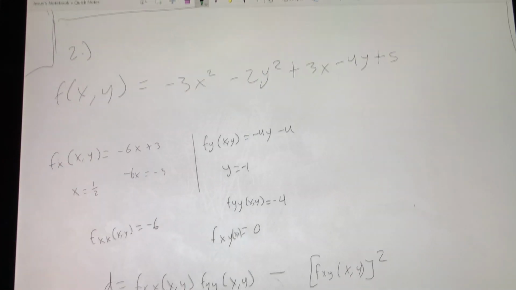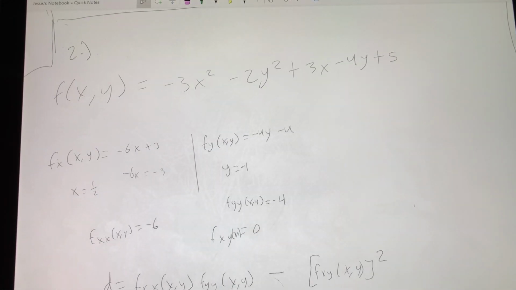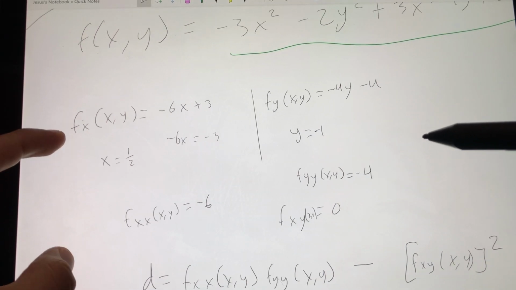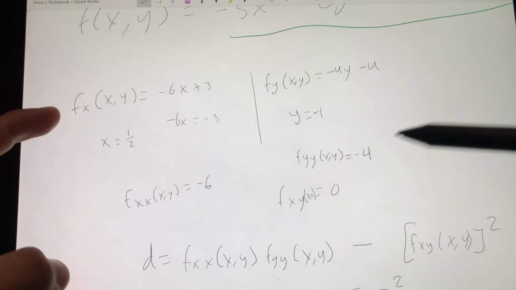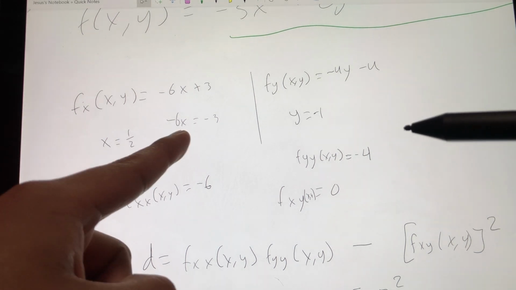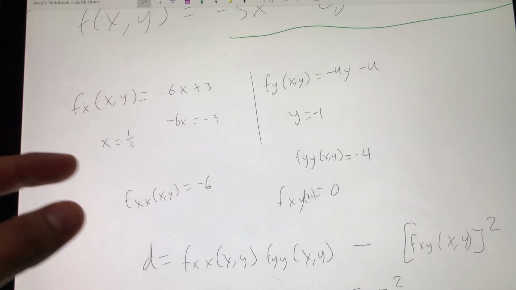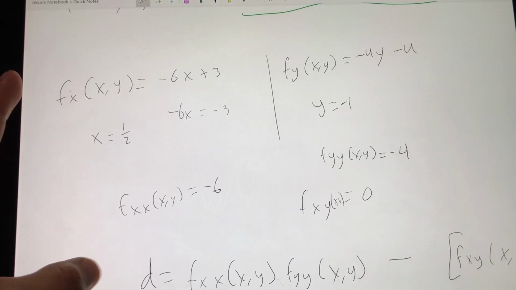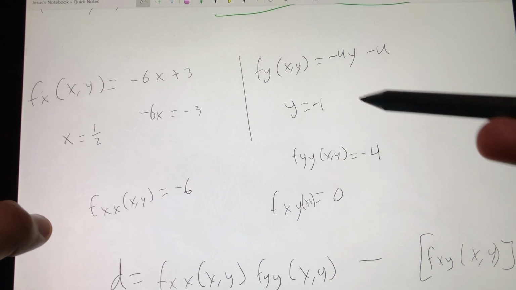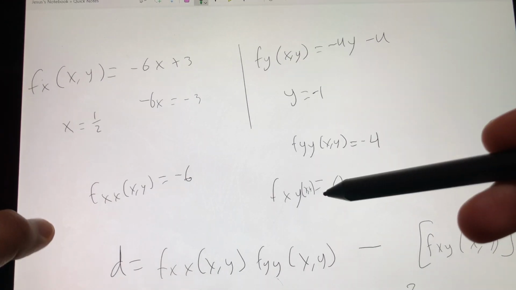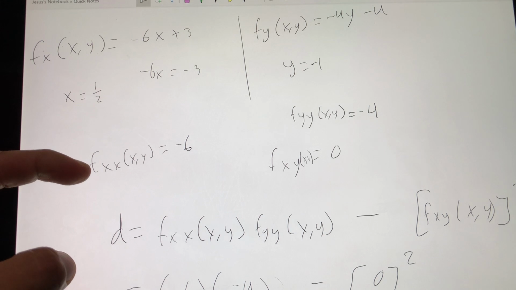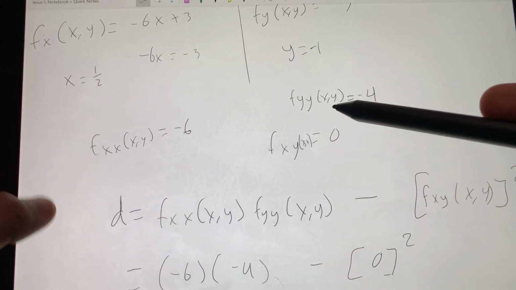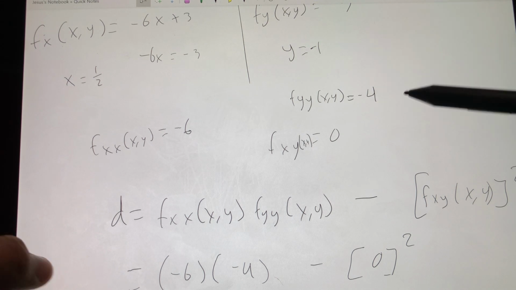Here we have another problem given by this equation. Partially differentiating this with respect to x, we get this, and then we find that x is equal to 1/2. That's our critical point for x. And we found that this is our critical point for y. This is our second partial derivative with respect to x, which is -6, and this is our second partial derivative with respect to y, which is equal to -4.